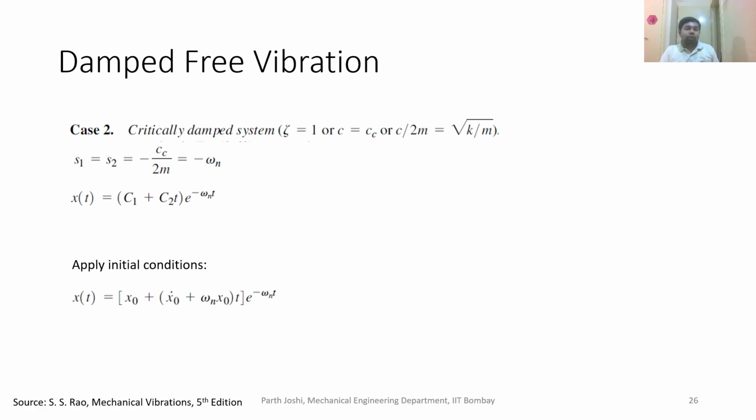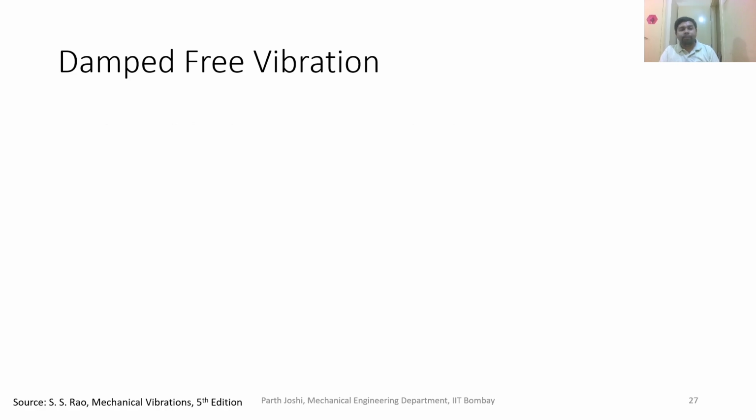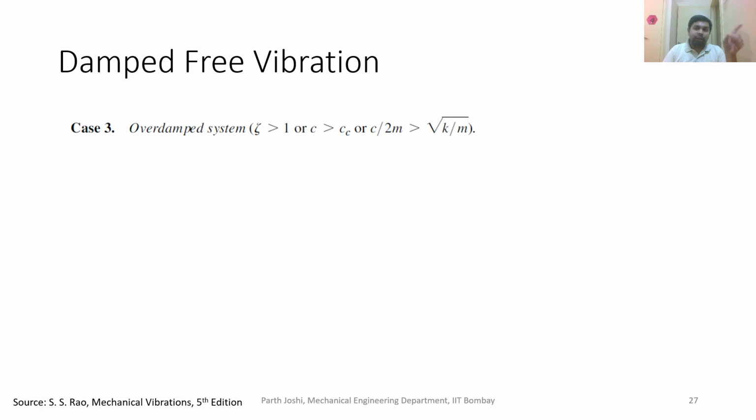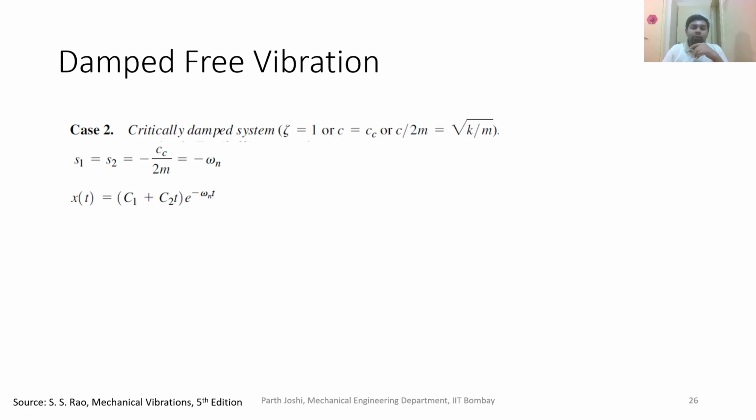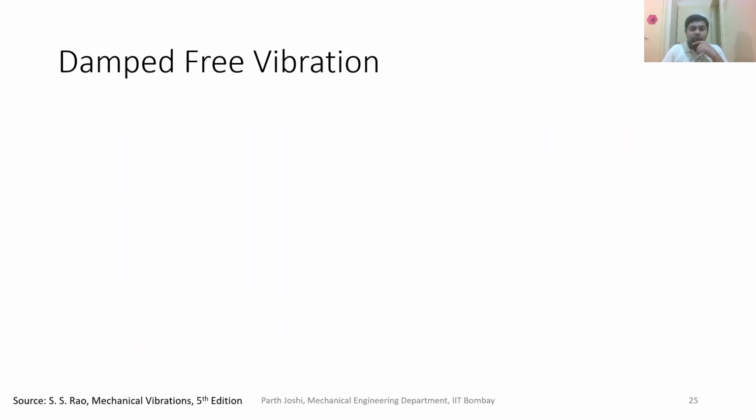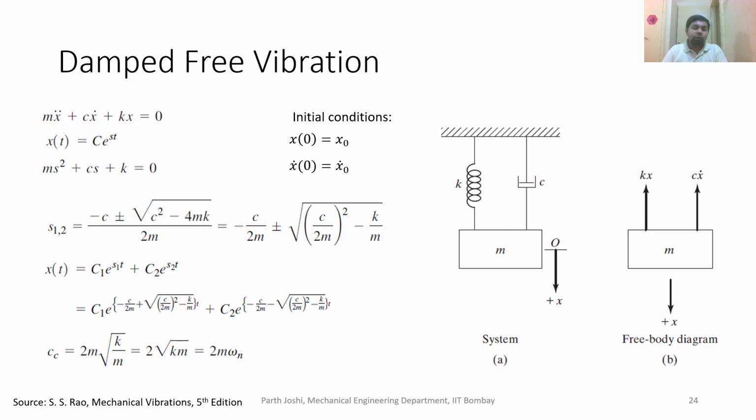So this is the critically damped case where the damping ratio is exactly equal to 1. And then we again will have a third case which is called overdamped, where the damping ratio is greater than 1. So the term inside the square root will be positive. In the critically damped case, the term inside the square root is 0. So then we'll have two equal roots.